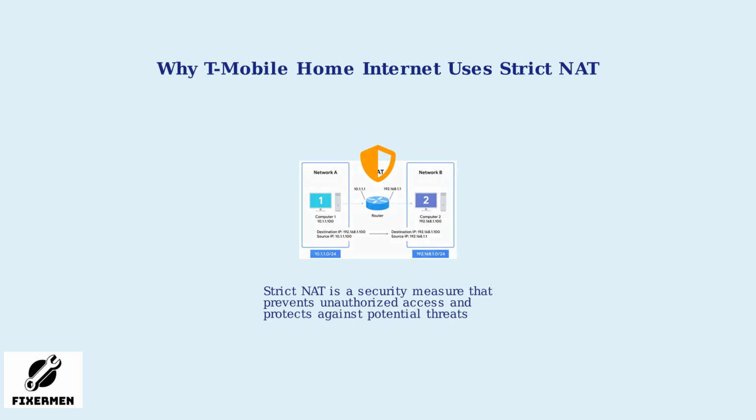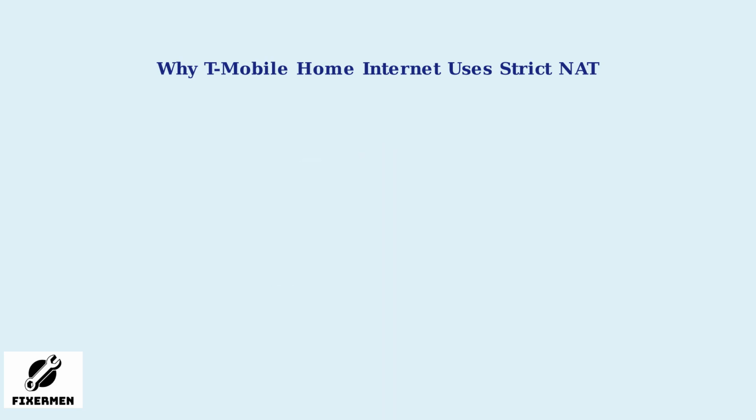By blocking nearly all unsolicited inbound traffic, it prevents unauthorized access to your home network and protects against external threats like hacking attempts or malware. This firewall-like protection is essential for cellular internet services. Additionally, strict NAT helps prevent overloading the carrier's infrastructure. Cellular networks have limited bandwidth compared to wired connections, so filtering inbound connections ensures the network remains stable and efficient for all users.